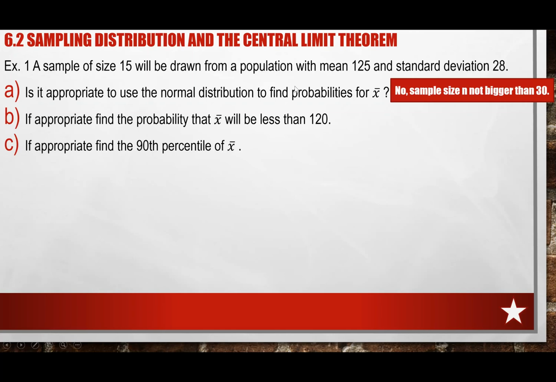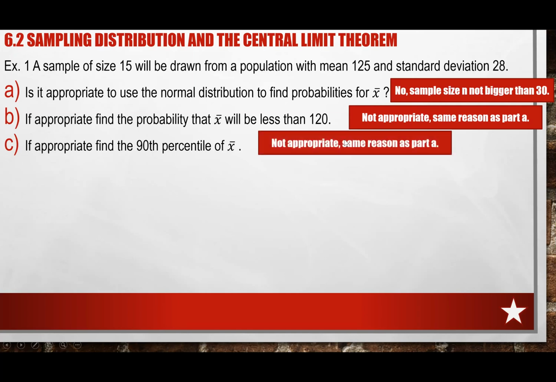So looking at this, is it appropriate to find the probability that X is less than 120? No, because of the same reason as in part A, we don't know if it's a normal distribution, so we cannot find any probability. Remember, the only time we can use the normal distribution is when it's a bell-shaped curve. If it's not a bell-shaped curve, then we cannot use it.